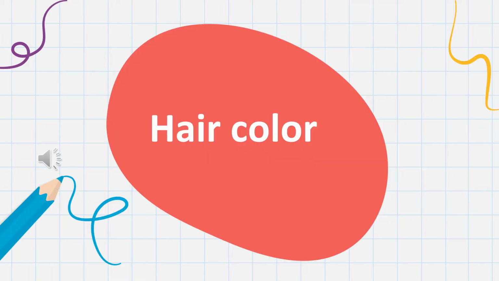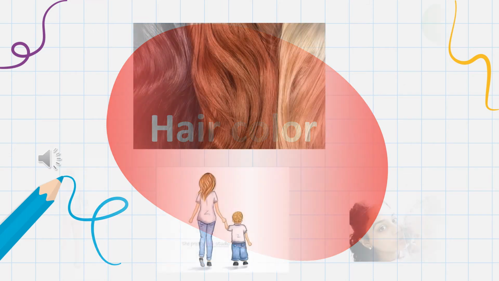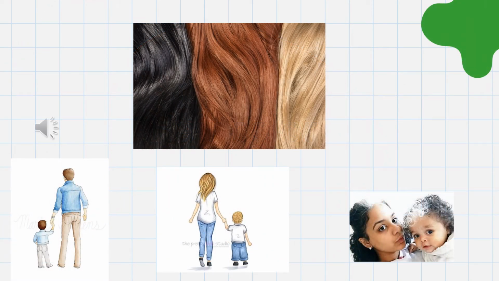Now let's talk about hair color. Your hair color may be black, brown, or blonde. If you have black hair color, then one of your parents must have black hair color. If your hair color is brown, then one of your parents must have a brown hair color. And if your hair color is blonde, then one of your parents must have a blonde hair color.